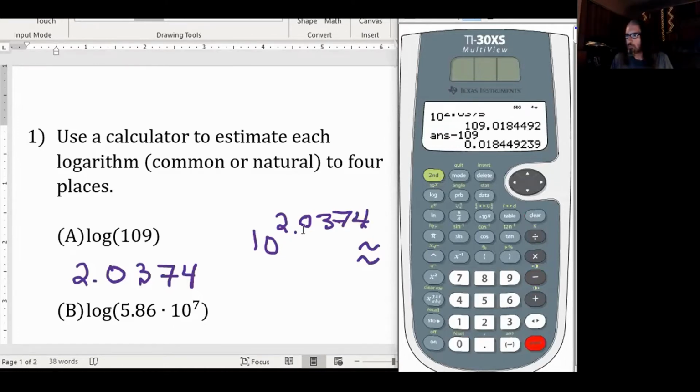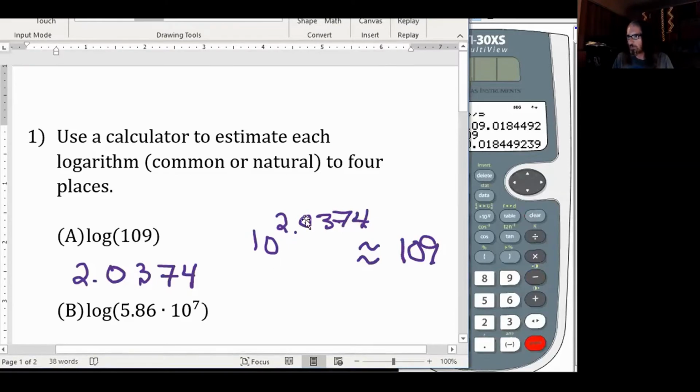A few more points. Since 10 squared is 100, then we should have expected that this would be an answer close to 2. Why close to 2 instead of 3? Well, 109 is close to 100. 10 cubed, that's 1,000, something far higher than 109. Also, the 109, in some textbooks, they call that the argument of the logarithm because of the relation of logarithms and exponents. I've also heard the 109 referred to as the anti-logarithm of the 2.0374 in base 10.